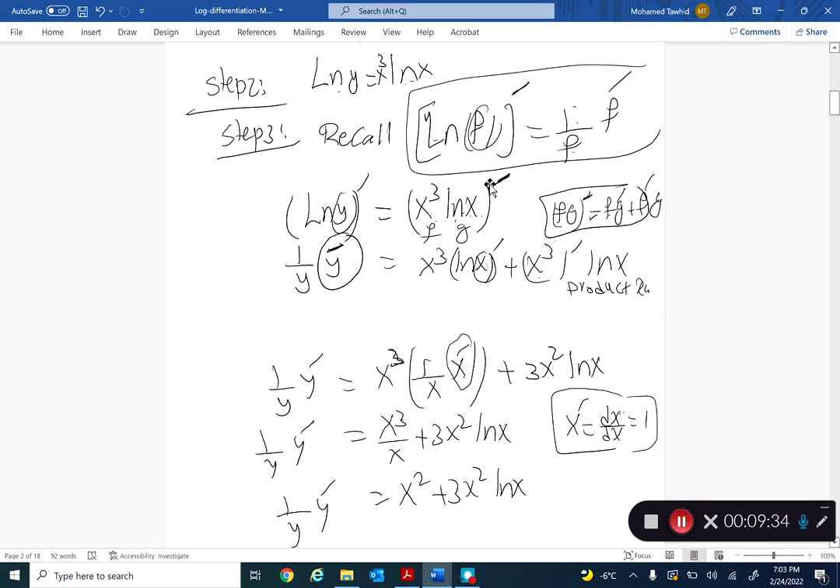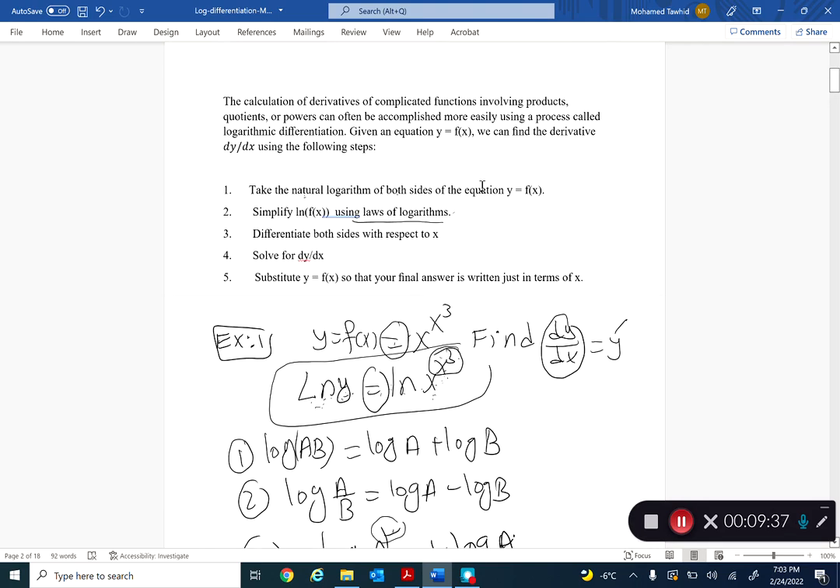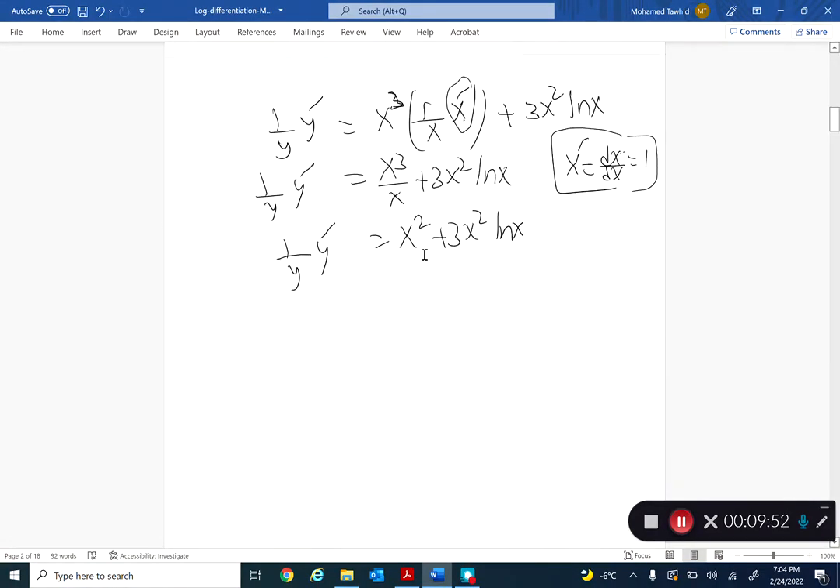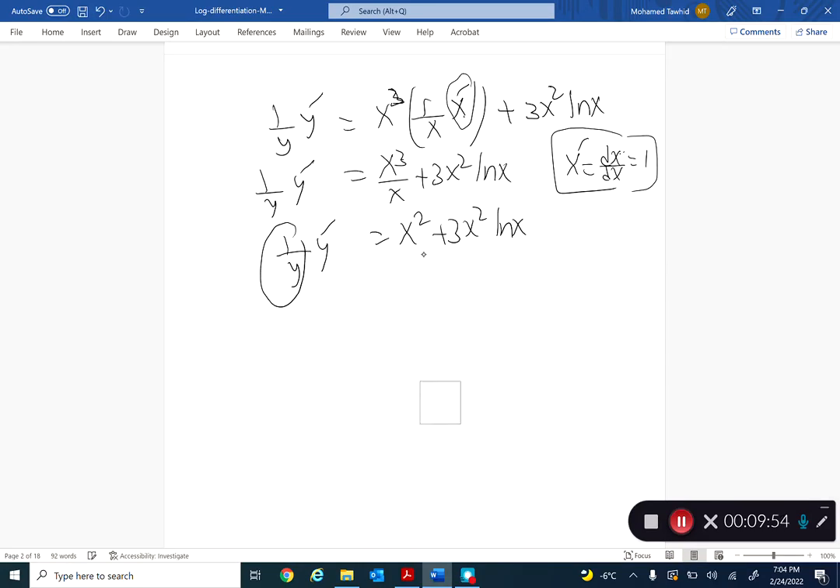So here, if I go for the step that I summarize here, I said differentiate both sides. That's what I did. Then I have to solve for dy by dx. What do you mean solve for dy by dx? What is your y prime? The number in front of y prime should be 1. So what I got here is 1 over y, and I have to get y prime. When I say solve for y prime, I multiply both sides by y, so you have y prime equal y times x squared plus 3x squared ln x.